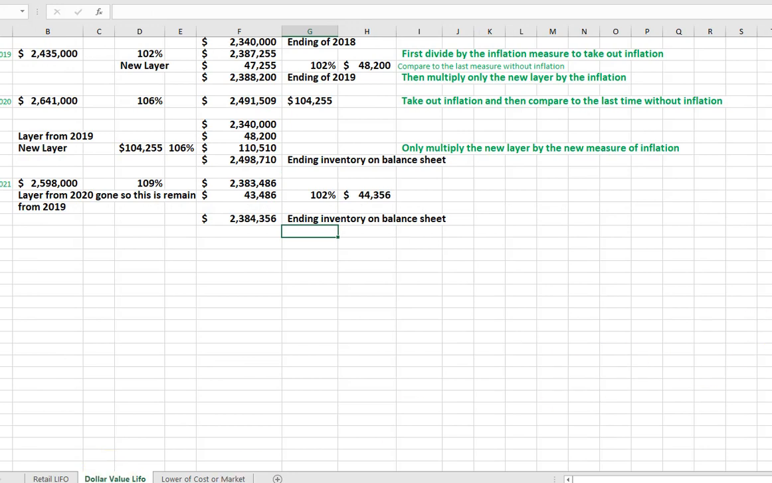All right. Dollar value LIFO. We switch to dollar value LIFO at the ending or during 2018, whichever, but our ending balance in inventory at the end of 2018 is 2,340,000. That's what it was. We don't need to do anything with that. So the first year that we really actually have to work with is we're going to compare back to 2018.